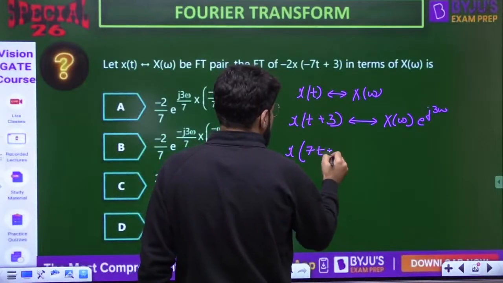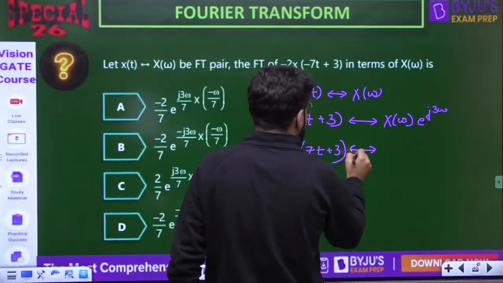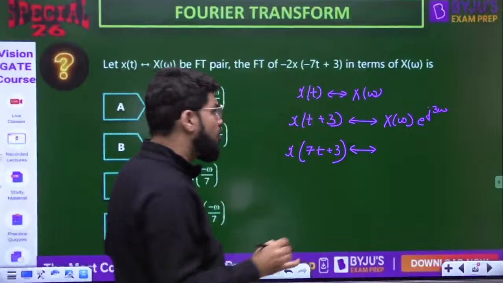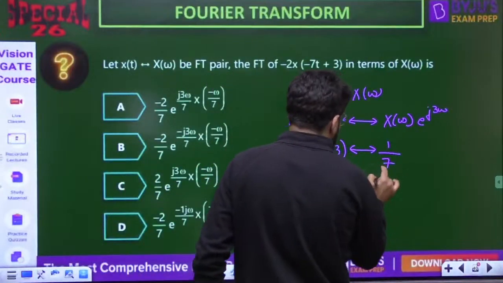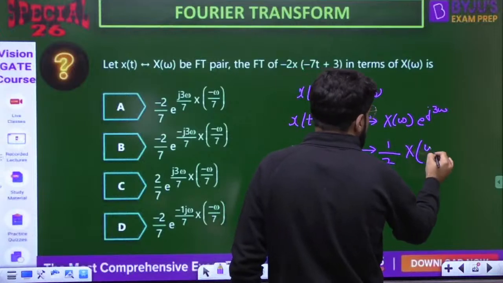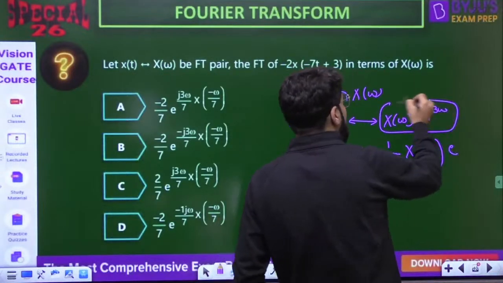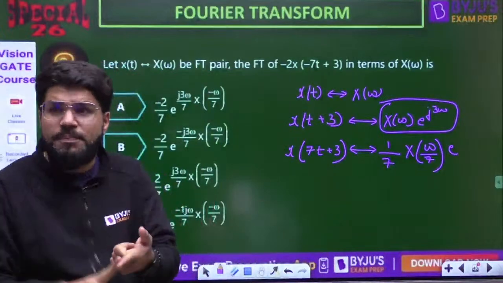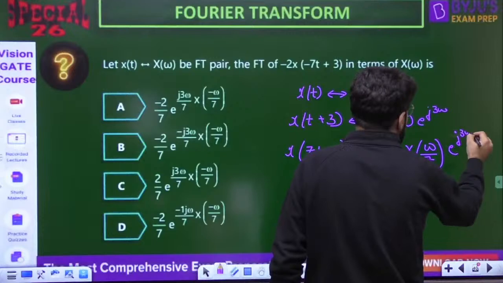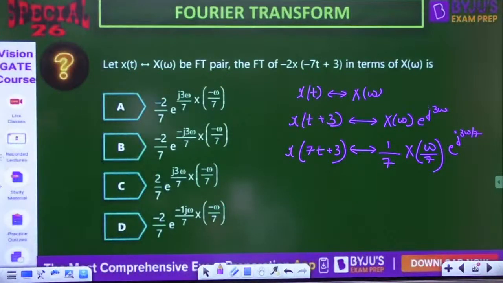Okay, now I am scaling. Scaling and folding you can apply simultaneously, but let's do it one by one carefully. So x(7t), like the x(at) property, first thing is 1 upon mod a, so that is 1/7, X(omega/7). Now this is the complete frequency function, so every omega should be replaced by omega by 7. So X(omega/7) e^(j3omega/7).